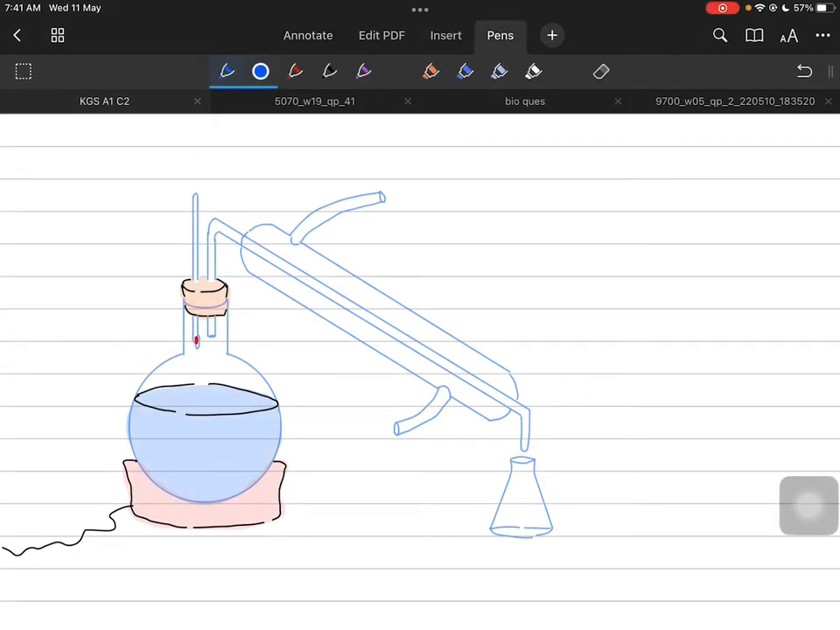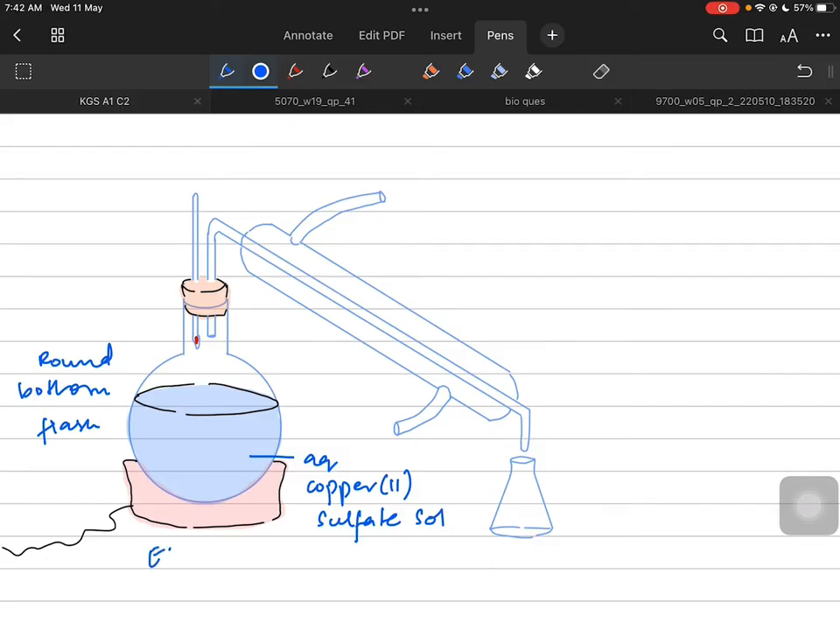Imagine in the round bottom flask, we are calling it round bottom flask because it has a round bottom. So it has a solution of copper 2 sulfate. Remember, the 2 at the end of the copper indicates the oxidation state of copper. So it's copper 2 sulfate. And then you have an electrical heater. It could be a simple Bunsen burner, but generally we use an electrical heater if the liquid is flammable. It's not flammable, but still we are using an electrical heater.